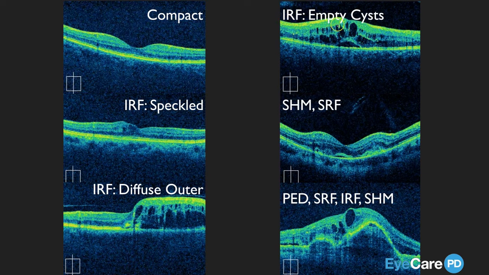Intraretinal fluid with empty cysts, that's different than what we saw earlier in the speckled configuration. In this image, we've got subretinal hyperreflective material here and here, along with subretinal fluid. And in our last example at the bottom, we've got subretinal fluid, a pigment epithelial detachment, subretinal hyperreflective material, and intraretinal fluid.